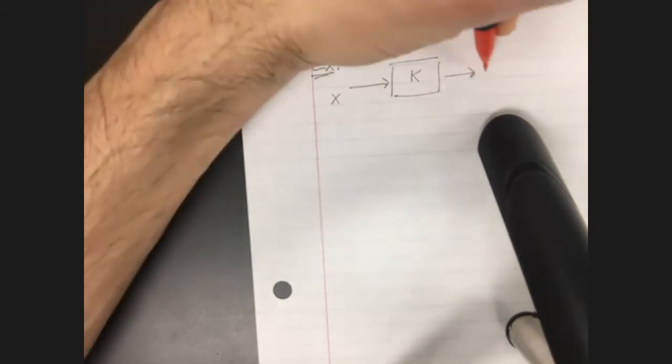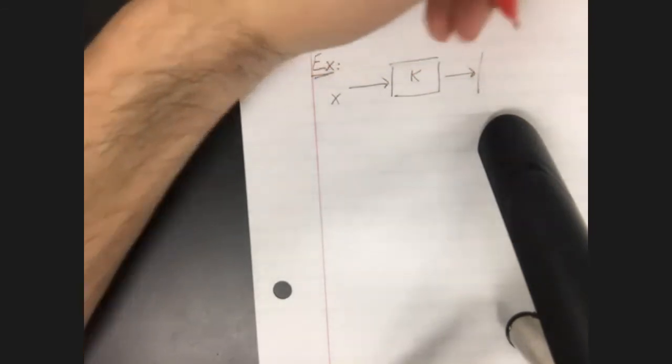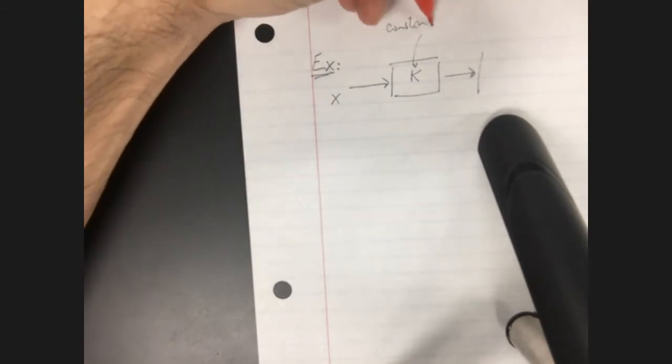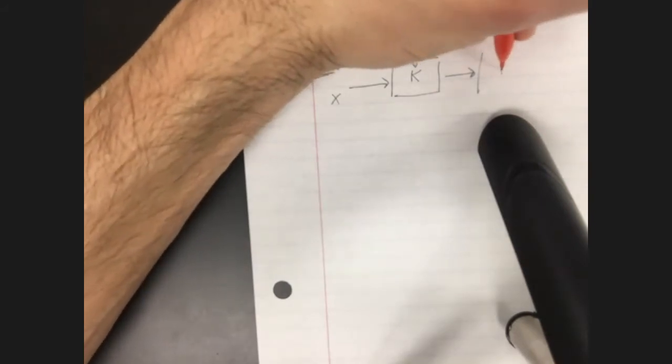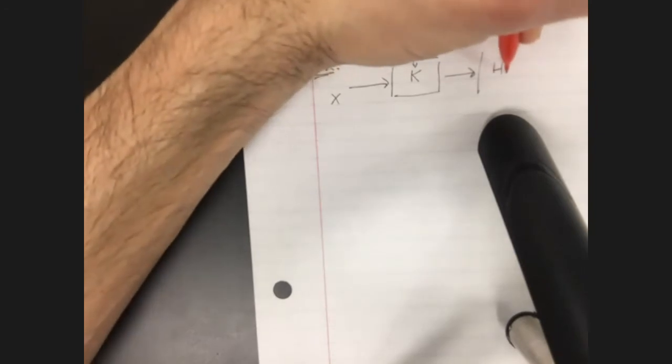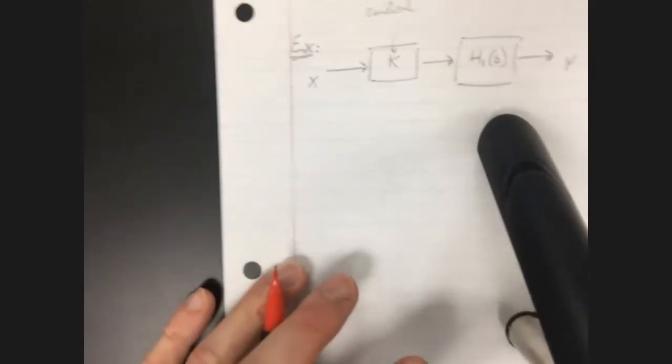So an example right here. Let's say we've got this little block diagram. Okay. And let's say K is a constant up here. And then here, let's call this H1 of S. And here we have Y. So it's a fairly simple little block diagram.